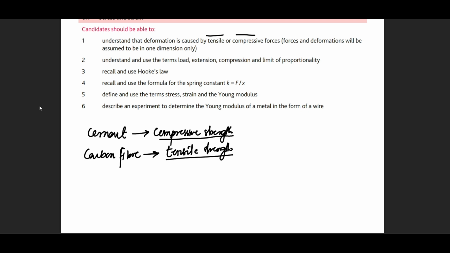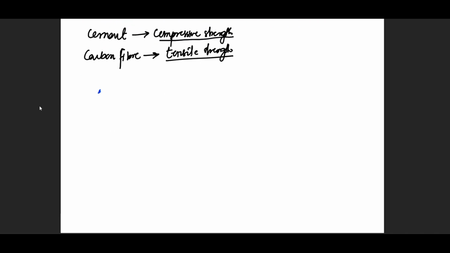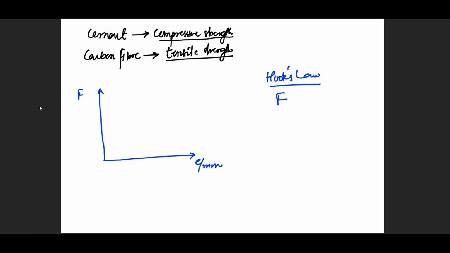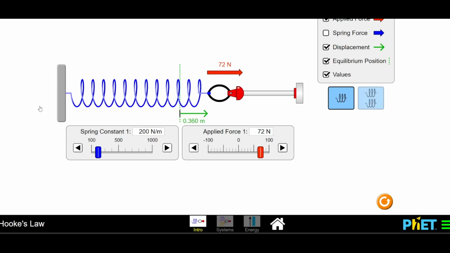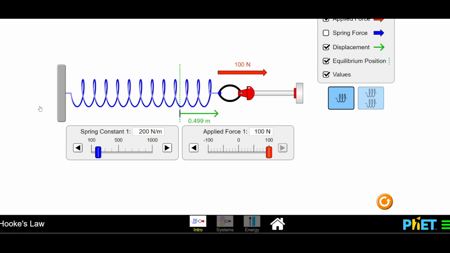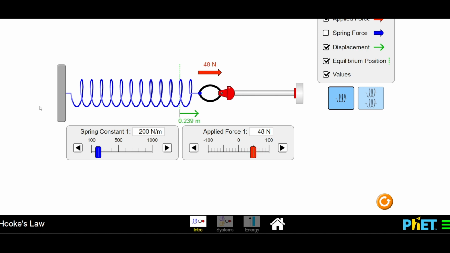Then we have to understand the terms load, extension, compression, and limit of proportionality. This is exactly from O levels, what we've already done. In O levels, if we have a graph with force and extension, let's say extension is in millimeters, Hooke's law suggests that force is proportional to extension. The higher the force, the more extension there will be, and we can see this in the animation as well. If I increase the amount of force, the displacement over here also increases. If I keep increasing the force, it keeps increasing. That is what this law says.